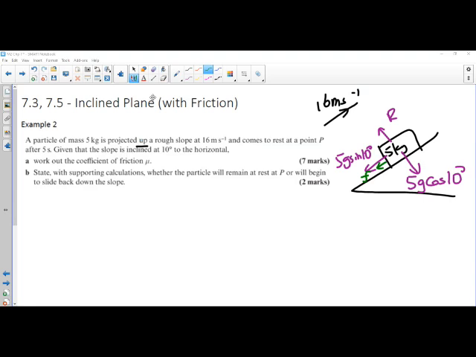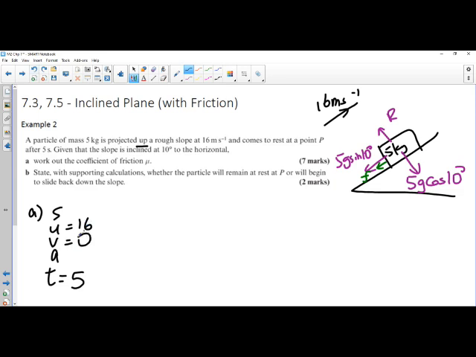Now because it's moving, it's no longer equilibrium, so you have to be mindful. So what can we do? Well, you see speed, you see time. What's the first thing that comes to your mind? You've learned in year 12, SUVAT. So we're going to do SUVAT. But the question is what we are working out here. We know time is 5. It comes to rest, so we start from 16, and it comes to rest, V is 0.